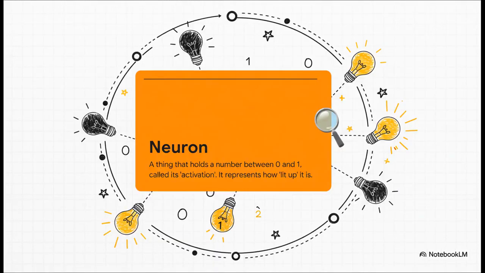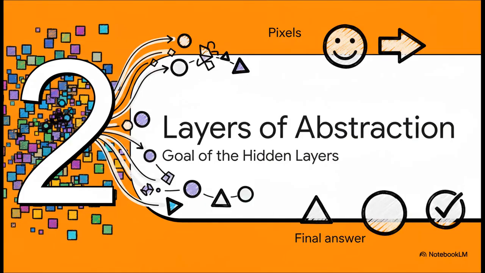Now, when you hear the word neuron, your mind probably jumps to biology, right? Brain cells and all that. For our purposes, just forget all that. In a neural network, a neuron is way simpler. It's just a little container that holds a number, specifically a number between 0 and 1. We call this its activation. You can think of it like a dimmer switch for a light bulb. 1 is fully on, 0 is completely off. That's it.